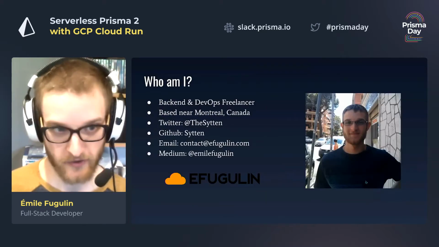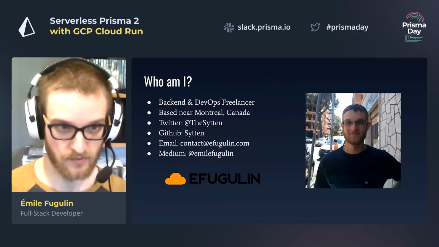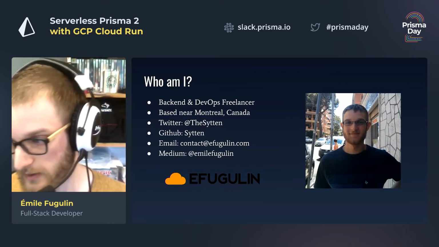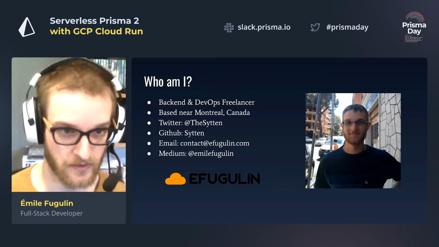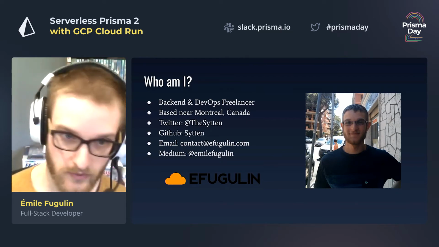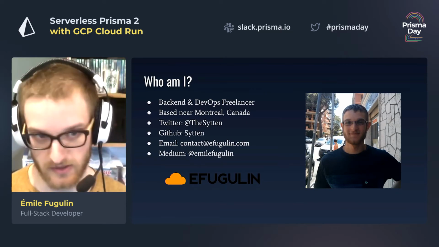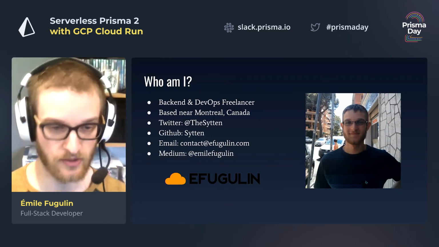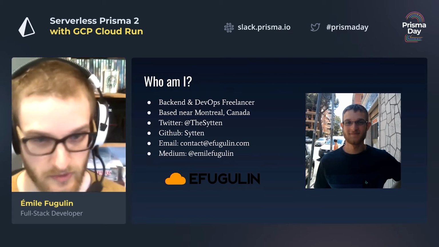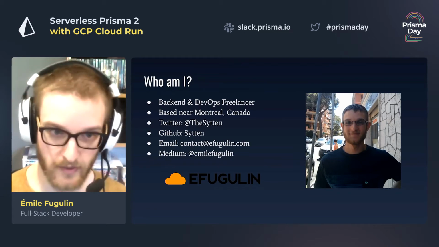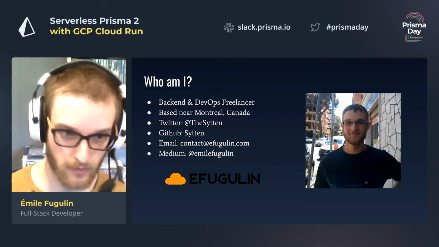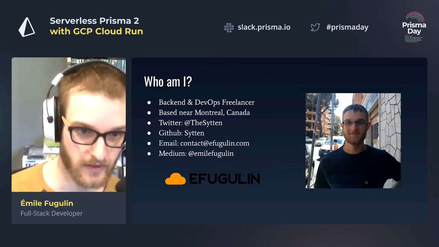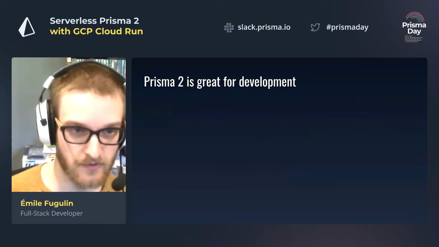So a bit about me first. I'm a backend and DevOps freelancer based near Montreal, Canada. I started working with Prisma at the beginning of the year, and I really enjoyed the technology. I have already done 2 projects for some clients using the technology, and I'm an active member of the community. I contributed a bit to the JS client and also to the Rust engine. And I'm helping a lot of people. So if you need any help or you have any question, feel free to contact me at any of these contact information. So let's jump into the talk.